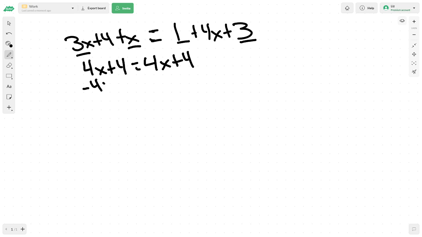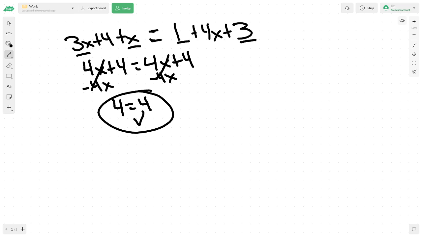But even if we went a little bit further here and moved our x's to one side, you get 4 equals 4. This is a true statement. It doesn't matter what you put in for x, you will always get a true statement here. So this would be an identity, and it has an infinite number of solutions.